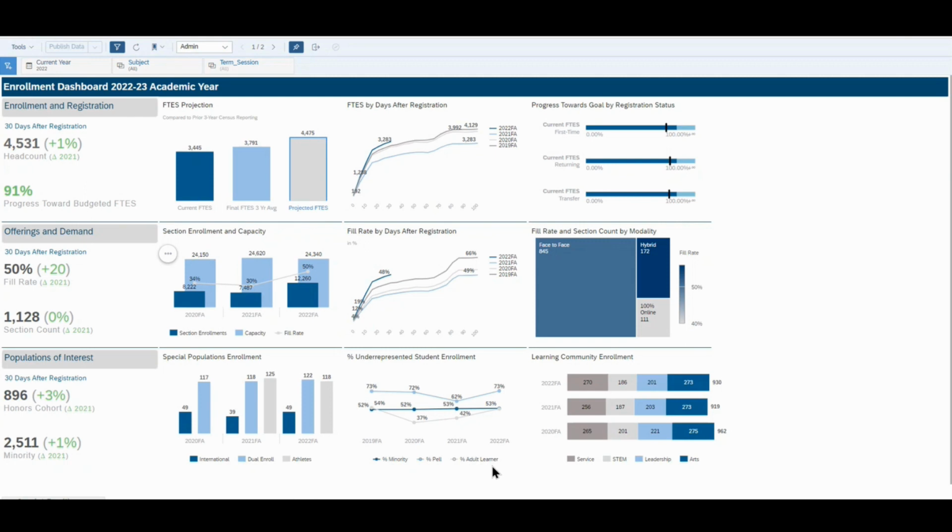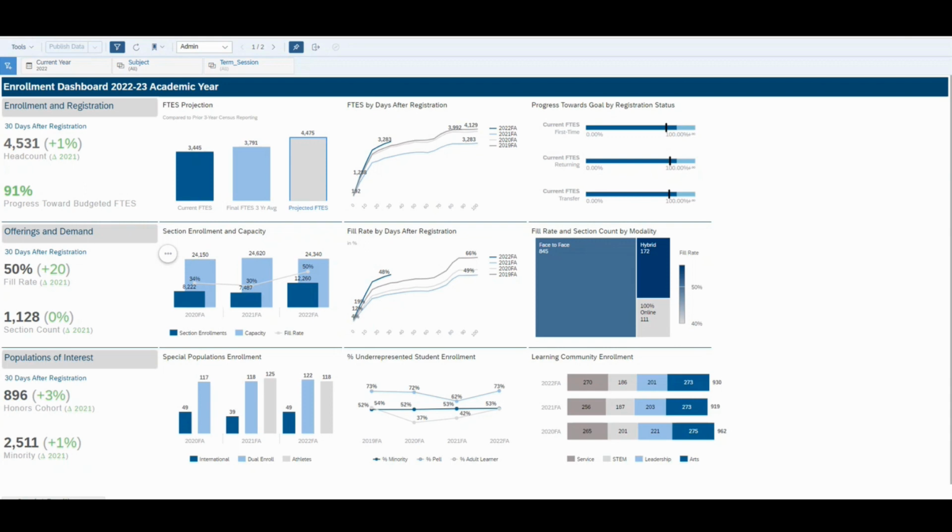You may receive frequent questions about students enrolling in certain cohorts, such as honors or scholars programs, international students, or athletes. GCOM will tailor the dashboard to focus on those important metrics for your institution.